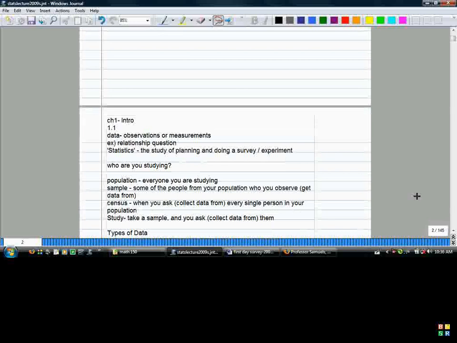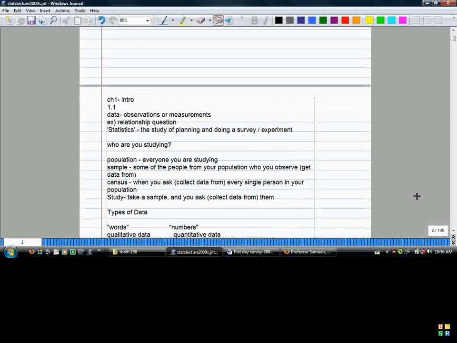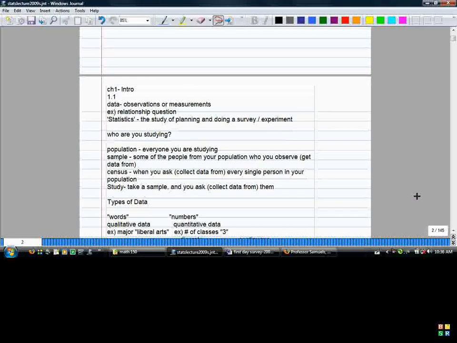So, types of data. We talked about this a little bit already. If your data comes in as words or numbers, words, that's called qualitative data. The reason you can think of that is that words describe a certain quality. Numbers are called quantitative data because numbers describe a quantity. There you go. That's how to remember that. Okay. So for example, when you say my major is liberal arts, that's qualitative data. When you say the number of classes I've taken is 3, that's quantitative data.